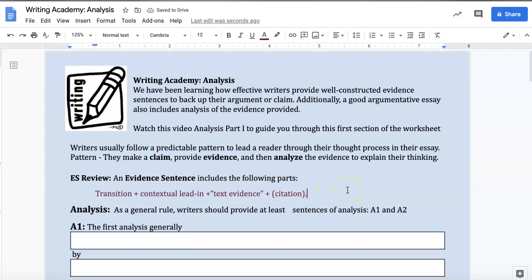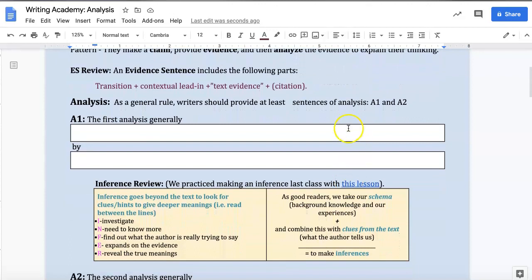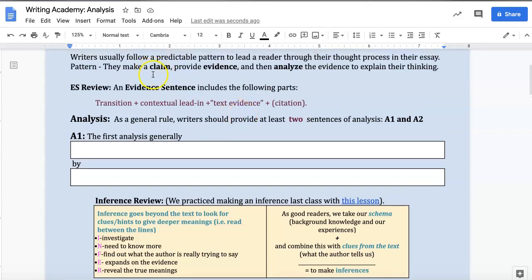Okay, so now we'll move on to analysis. As a general rule, writers should provide at least 2 sentences of analysis. We're going to refer to those sentences of analysis as A1 and A2, basically for analysis 1 and analysis 2. So let's talk about what those 2 sentences of analysis usually will include. After you have made a claim and provided evidence, you would give at least 2 sentences of analysis.